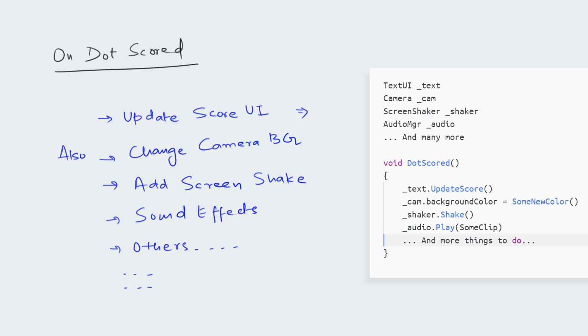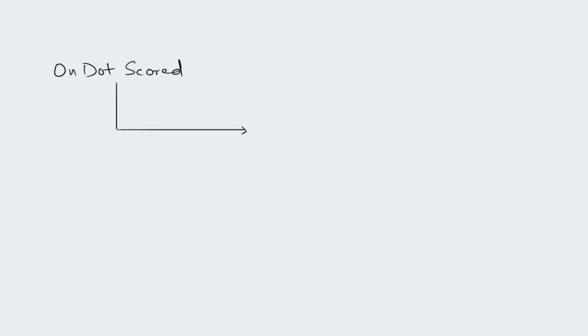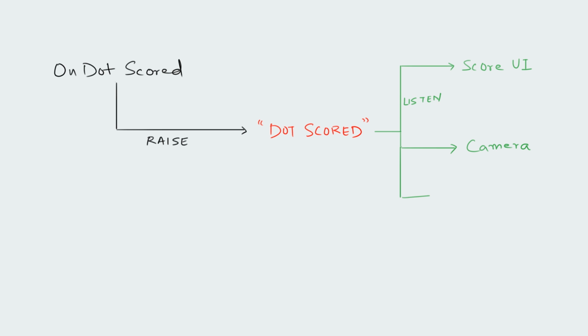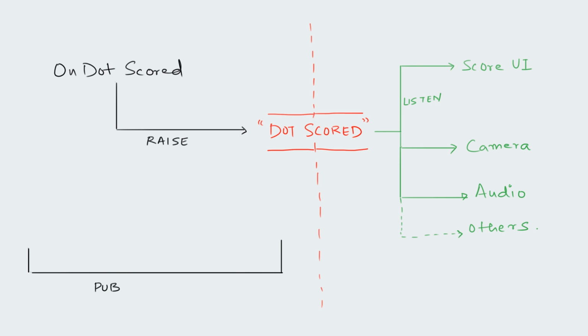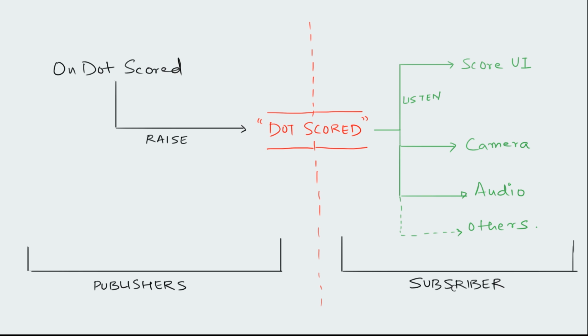Now, consider this option. Instead of having these hard references, we can raise events like .scored or .missed. And objects can subscribe to these events, and when they're raised, they'll just do their stuff. This gives us a very clear separation of concerns, because your publishers raise an event and they don't care what happens after that. And your subscribers respond to those events without worrying about where it came from.